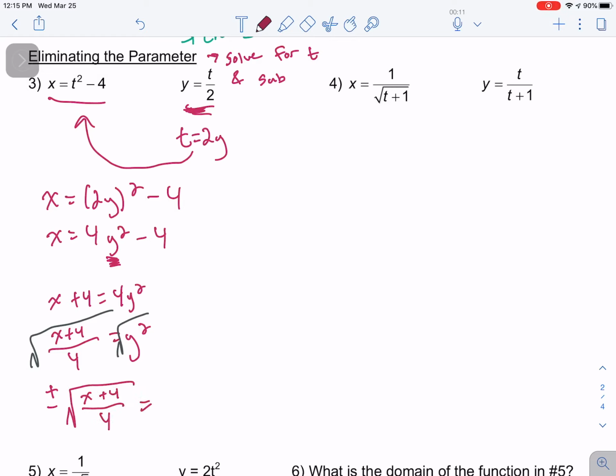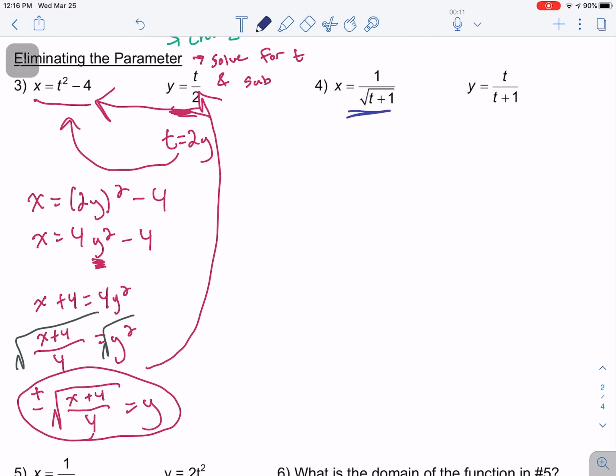Okay, so now I'm looking at these two. I don't know which one's necessarily easier, but I do see just one t variable here on the x. So that's probably easier to solve for. So let's go ahead and solve for x here. So I'm going to get square root of t plus 1 equals 1 over x. This is just me using two. I just skipped a step right there. I'm going to get t plus 1 equals 1 over x squared. And then t is equal to 1 over x squared minus 1.